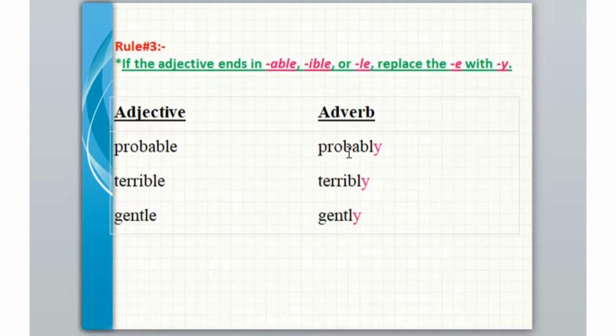Now let's read the examples. Probable, you take off this e, put y, so it will become probably. Just like that, terrible. Terrible is ending with E, so we will remove this E and add Y. So it will become terribly. See the next example, students. Gentle. Gentle ends with E, so this E we will replace with Y. It will become gently. Like that, these adjectives can be transformed into adverbs. Easy?